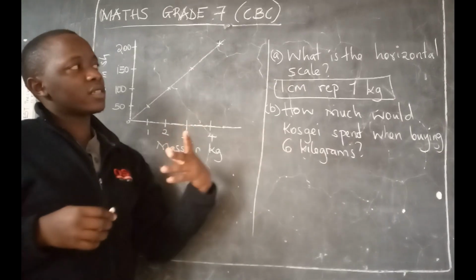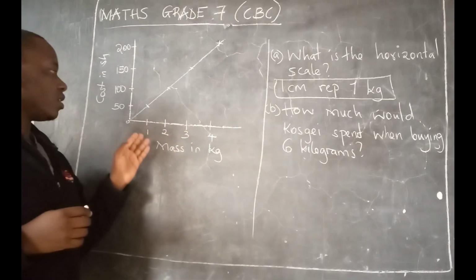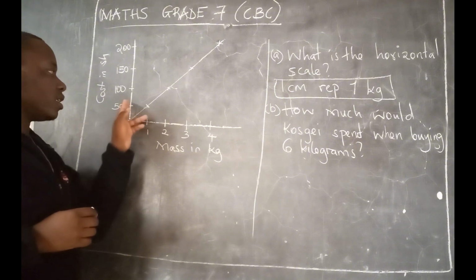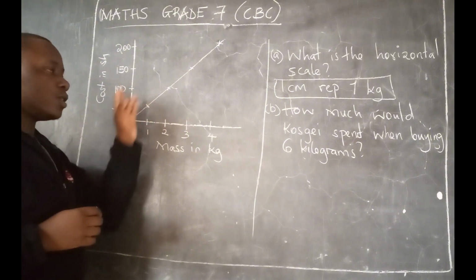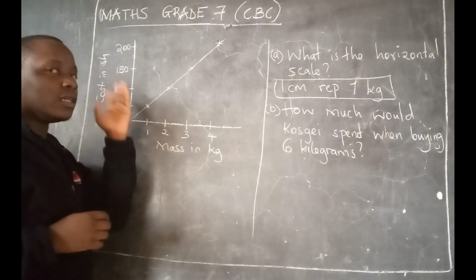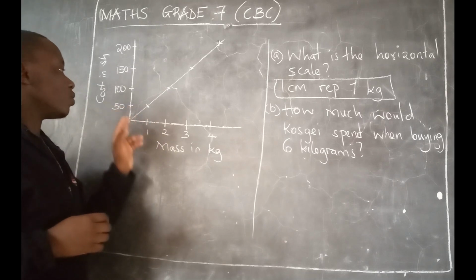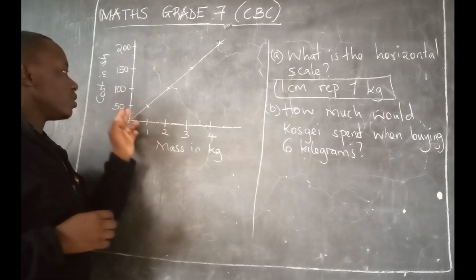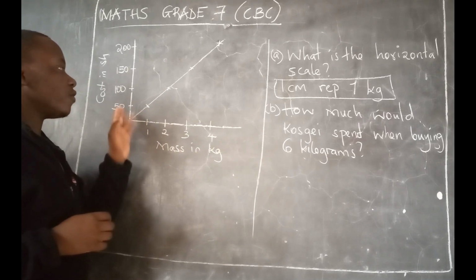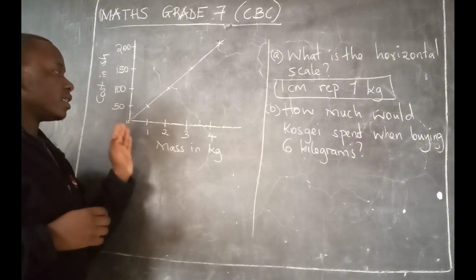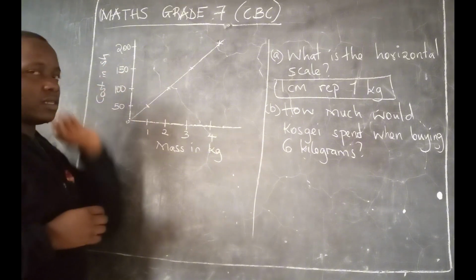Maybe you are asked, what is the vertical scale? The vertical scale will be 1 centimeter because the difference between the shillings, the money, is 1 centimeter. So 1 centimeter represents the first one, which is 50. So for the vertical scale, 1 centimeter represents 50 shillings.